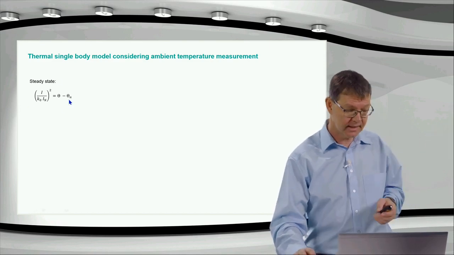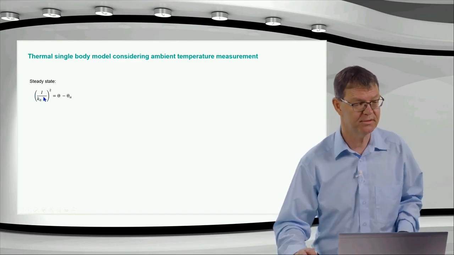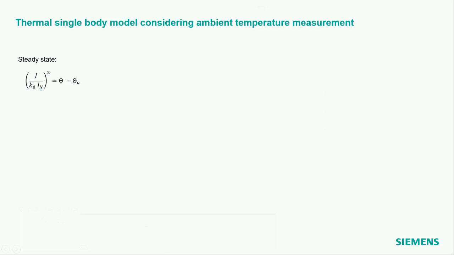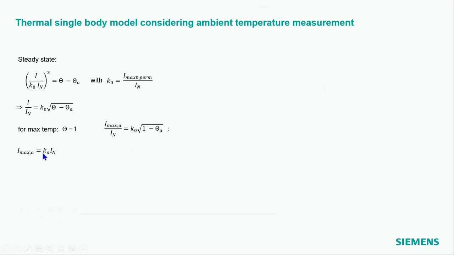So this is what we had already. This is the steady state equation with a K. Now I call this K0 because this is normally given for the reference temperature of 40 degrees. Then I solve that equation, bring the k over here and take the root. And if I say my maximum temperature is 1, then I get the formula like that. A little bit fast, but I think it's a relatively simple calculation. And this Imax A is now the maximum current under another ambient temperature, different to the reference temperature. The reference temperature goes here into the calculation under the root. So I call that Ka times In instead of K0 times In, which would be the appropriate factor if the ambient temperature was really the 40 degrees, the reference temperature. And then I get this here as a result.